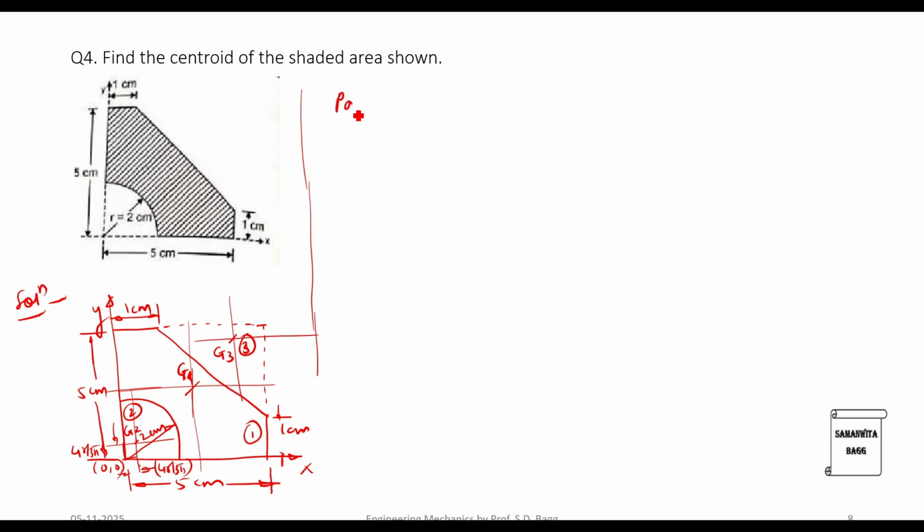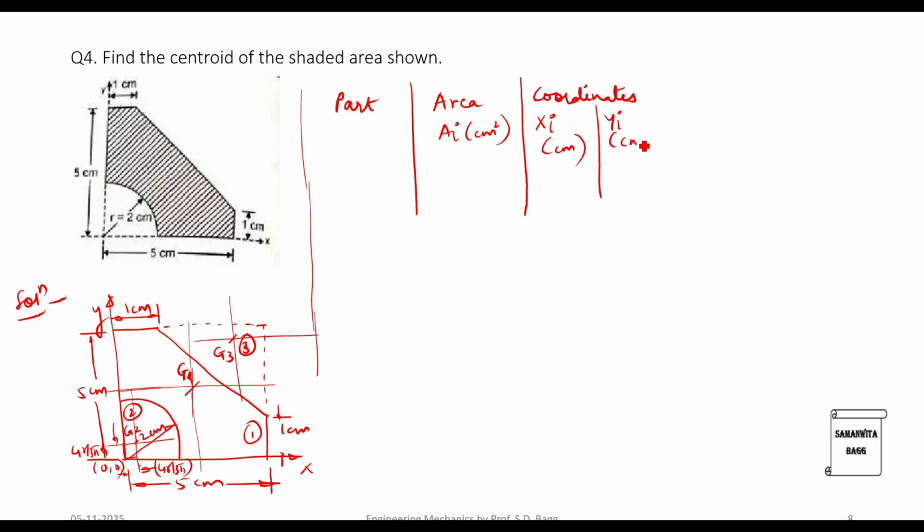The first column is of the part. Then we have the area of this part, Ai, in centimeter square. Then we have the coordinates of these centroid, which will be in the form of xi in centimeter, and we have yi in centimeter. Then we have Aixi in centimeter cube and Aiyi in centimeter cube.